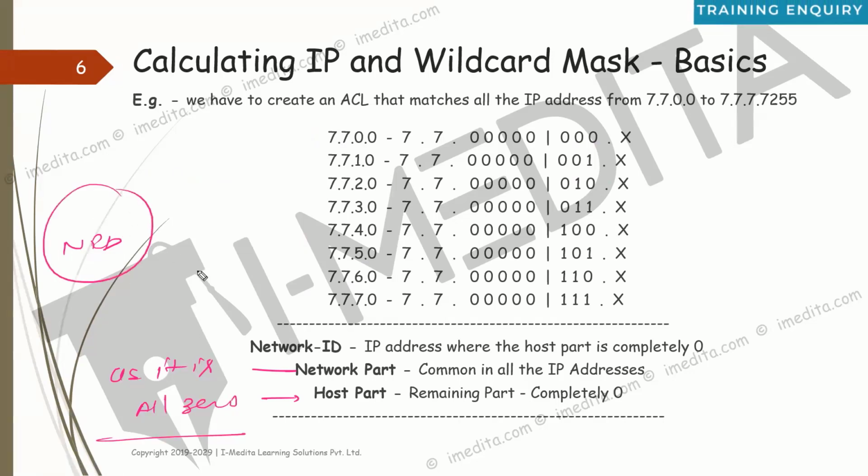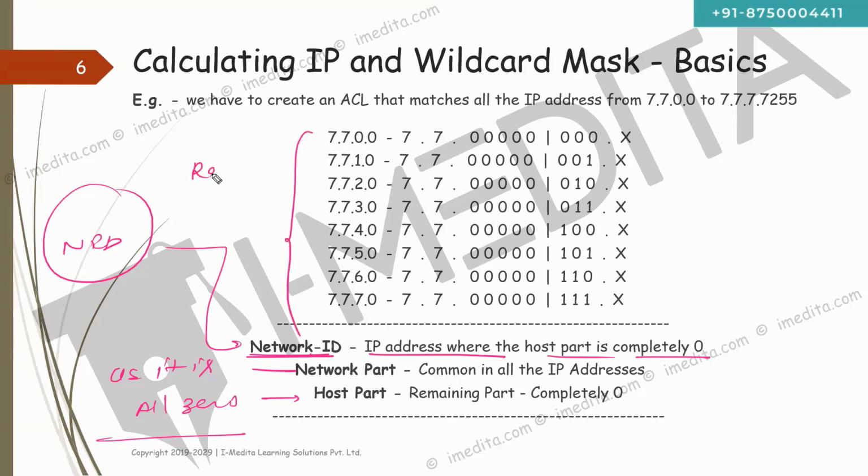Network ID, by definition, is an IP address where the host part is completely 0. So this is the range that is given to me. In this range, we need to find out what part is the network part and what part is the host part. How can we find out the network part and the host part? The part that is common in all the IP addresses is what we refer to as the network part, and the part that is changing in all these IP addresses is what we are going to refer to as the host part.